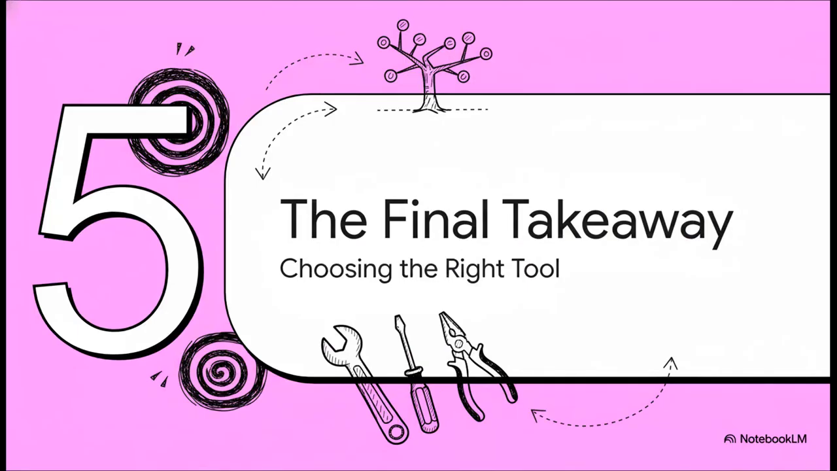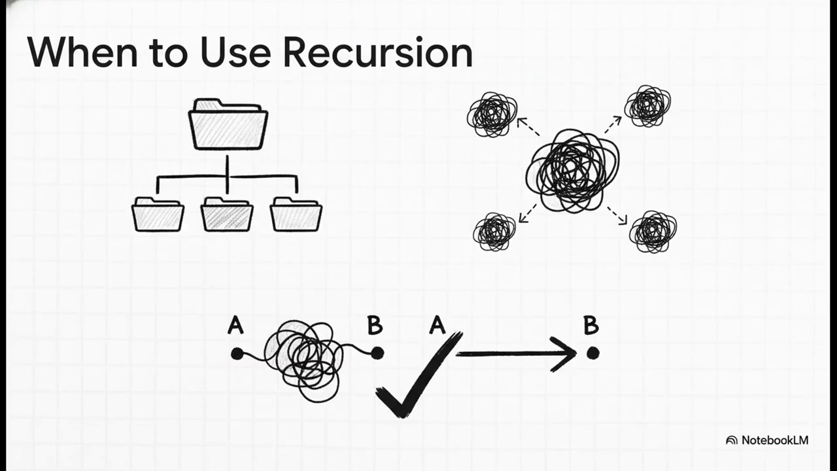So what's the bottom line here? The big takeaway is that recursion isn't just good or bad. It's a specialized tool in your programming toolbox. And the real key is knowing exactly when to pull it out. You should be reaching for recursion when the problem you're solving is itself recursive. Things like navigating a file system, or processing data in a tree, or certain divide and conquer algorithms. These are perfect for recursion.